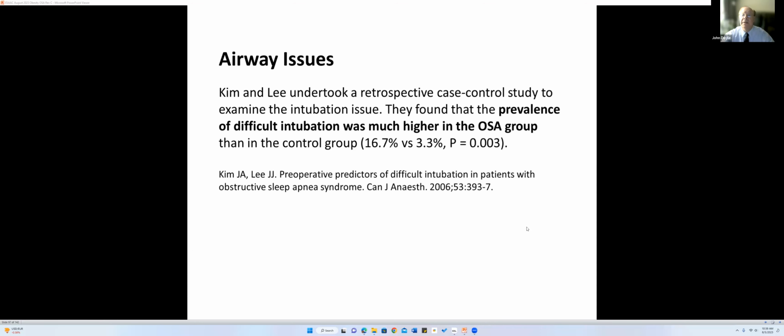And in one study, a retrospective case control study was carried out to examine the intubation issue. They found that the prevalence of difficult intubation was much higher in the obstructive sleep apnea group than in the control group, 6.7% versus 3.3%. So you want to be prepared with extra equipment and even possibly an extra pair of hands.